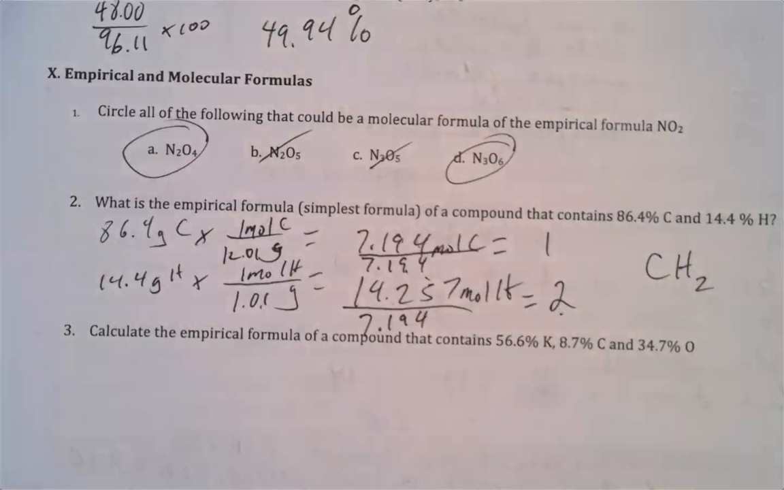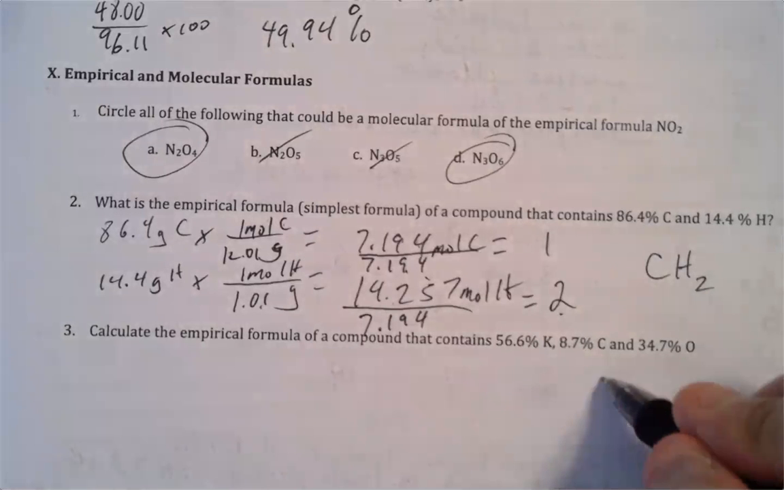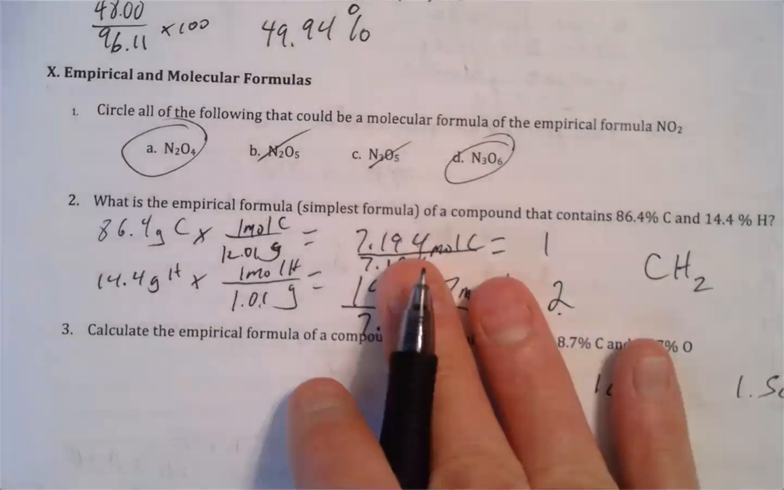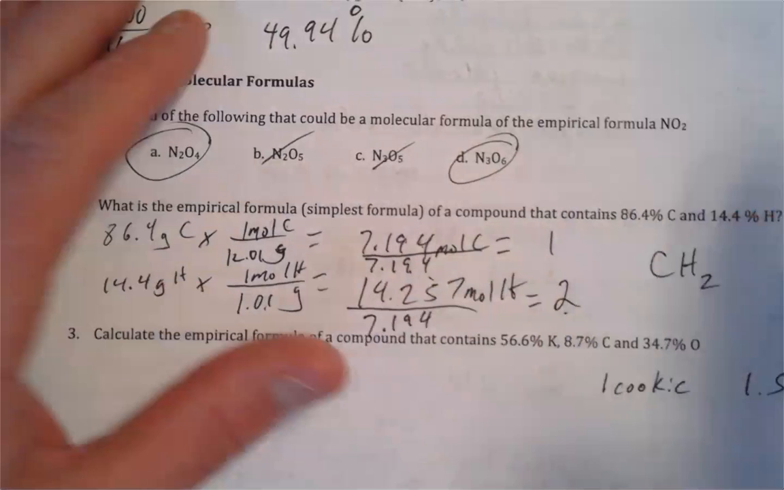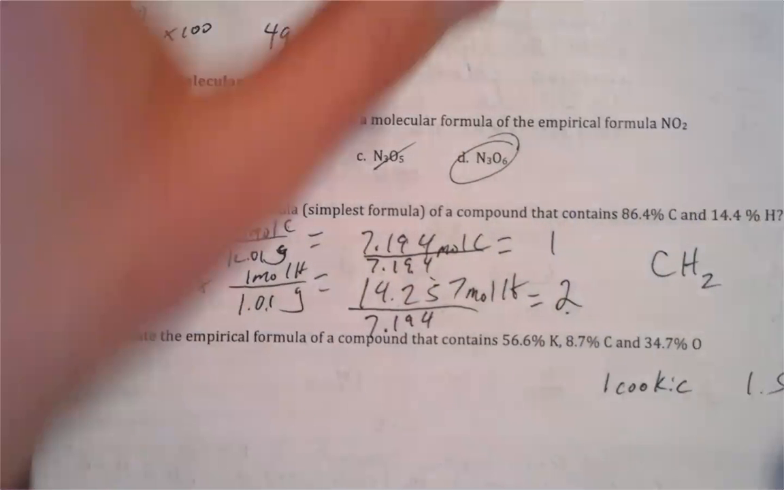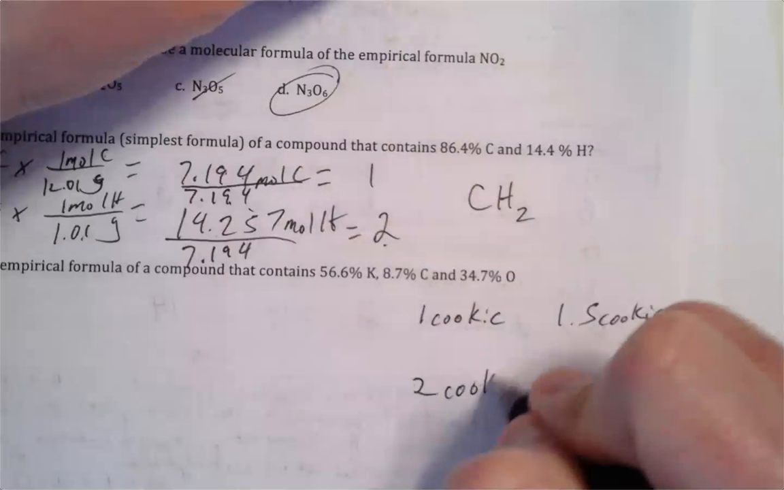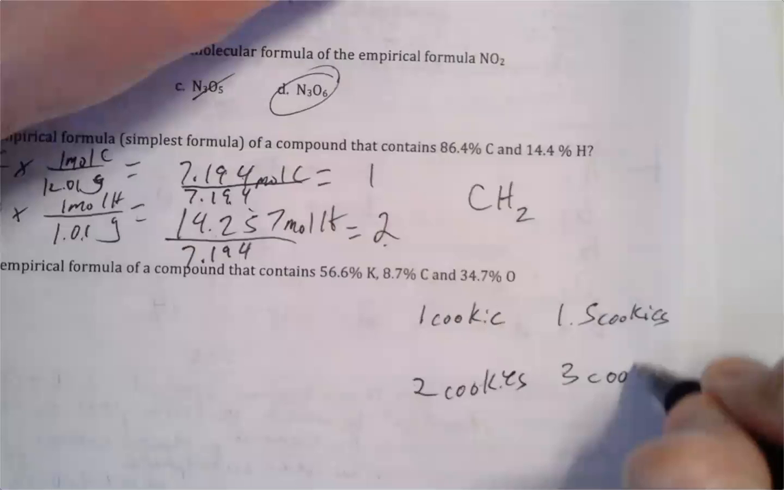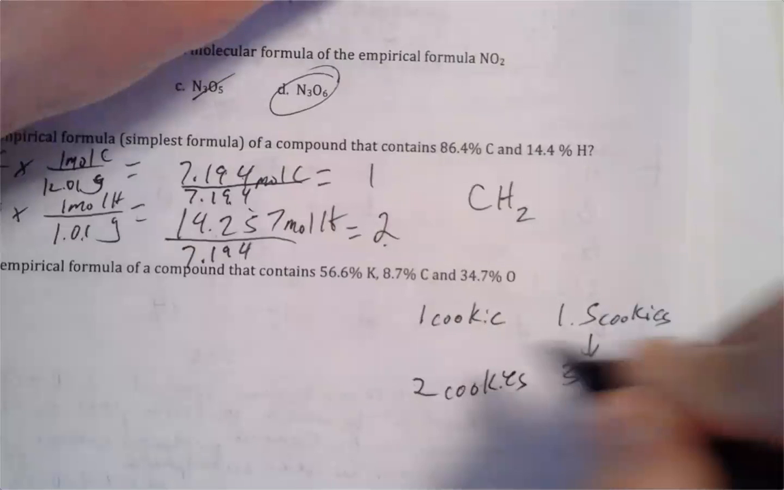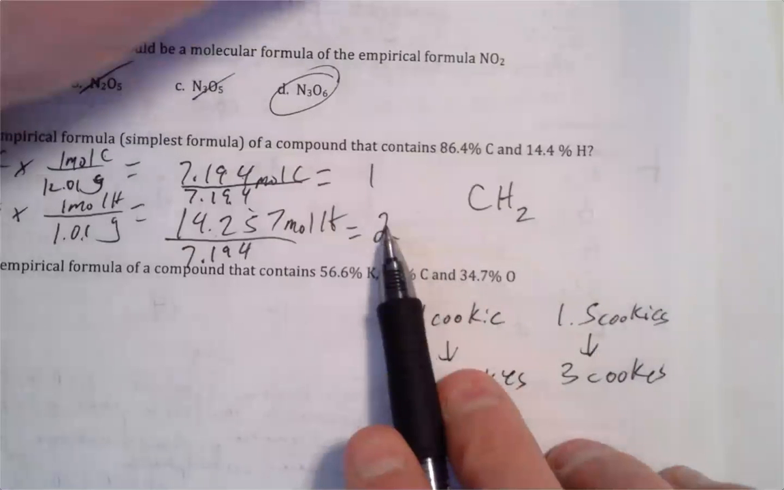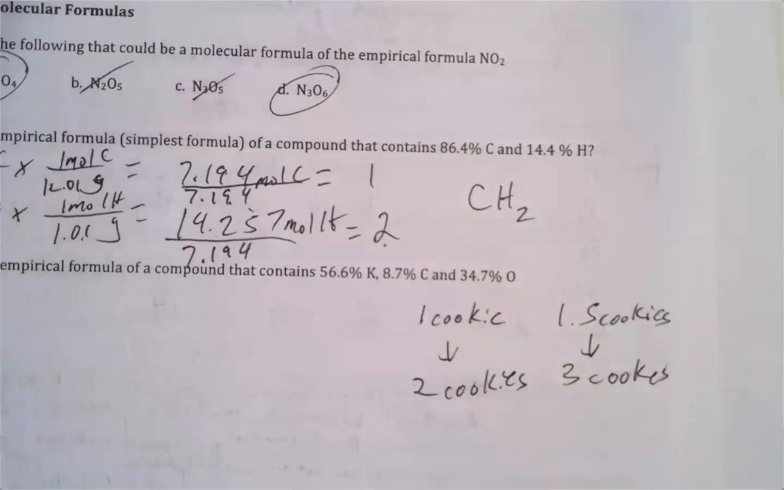So instead of 1 to 1.5, if for every 1 cookie you got, I got 1.5 cookies, well, nobody likes breaking cookies in half, right? So instead of saying 1 to 1.5, we would say, for every 2 cookies you get, I get 3. So if this was 1 to 1.5 or something like that, you would multiply both of these by 2 to make them whole numbers.